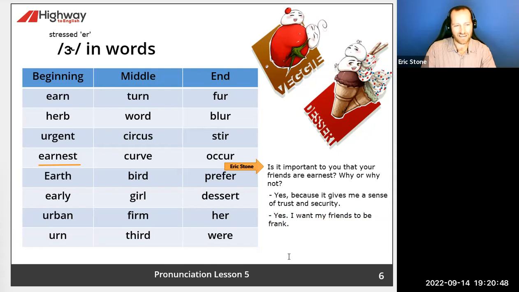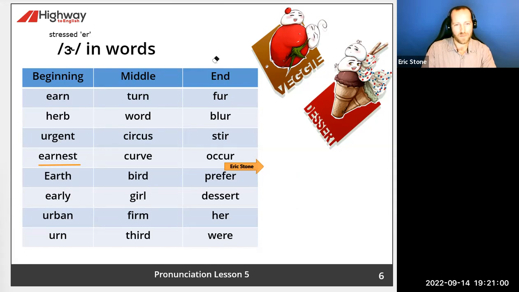Good, thanks. So earnest means like to be honest and sincere. I don't know if you guys know that word. Like to be real with you, you know? Okay, very good. Let's try another one.